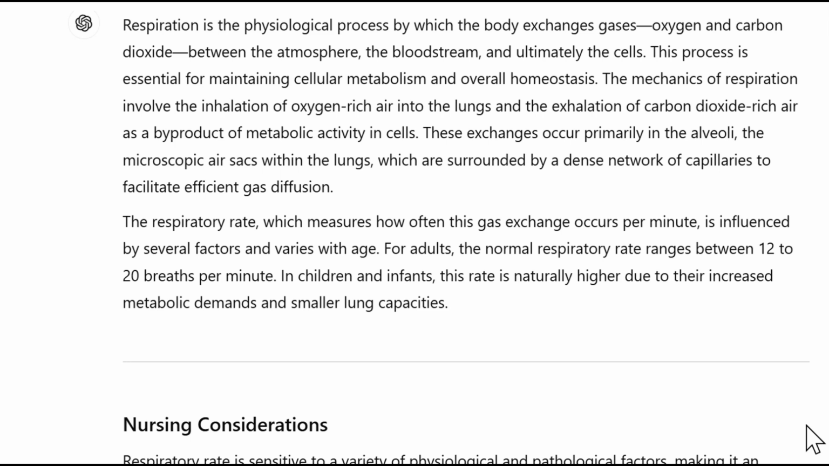These exchanges occur primarily in the alveoli, the microscopic air sacs within the lungs, which are surrounded by a dense network of capillaries to facilitate efficient gas diffusion. The respiratory rate, which measures how often this gas exchange occurs per minute, is influenced by several factors and varies with age. For adults, the normal respiratory rate ranges between 12 to 20 breaths per minute. In children and infants, this rate is naturally higher due to their increased metabolic demands and smaller lung capacities.